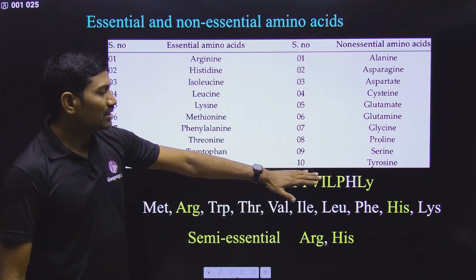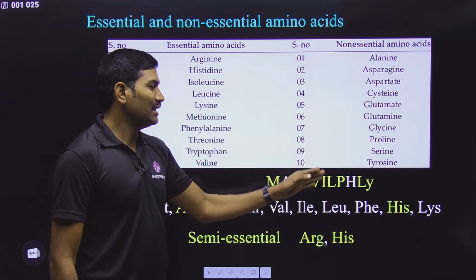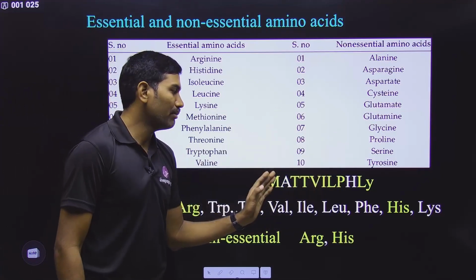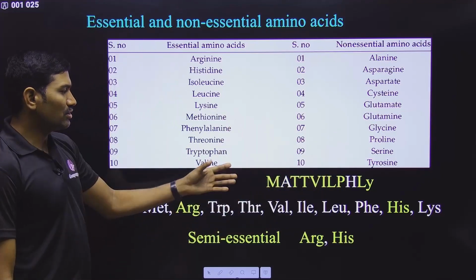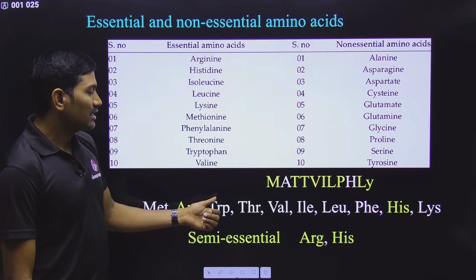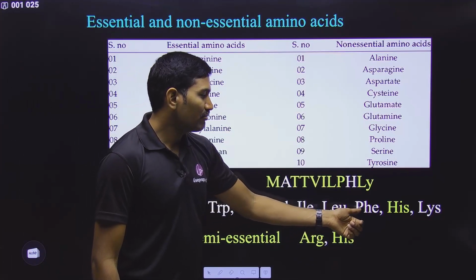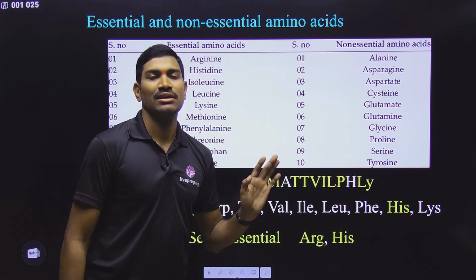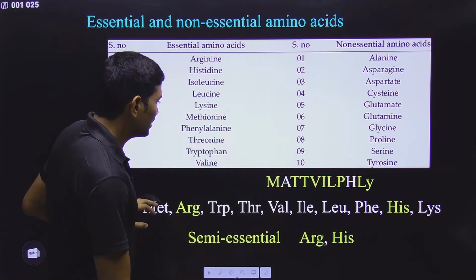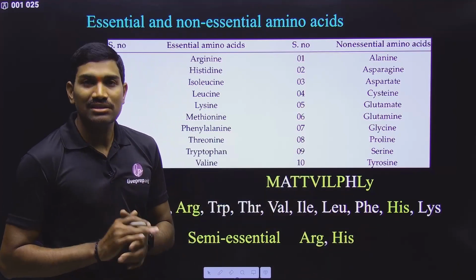Clear? So what are the essential amino acids? MATTVILPHLY. This is how we have written it: Mat will fly. This is a short trick that you can understand. What are these? Methionine, arginine, tryptophan, threonine, valine, isoleucine, leucine, phenylalanine, histidine, and lysine. Generally, these are the 10 amino acids that come under the essential amino acids list.